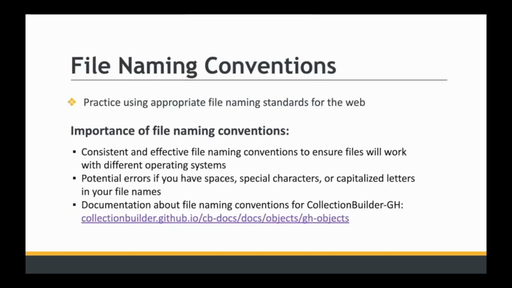CollectionBuilder also provides the opportunity to practice using appropriate file naming standards for the web. Adopting consistent and effective file naming conventions can help ensure that files will work with different operating systems, such as Mac, Windows, or Linux. For example, you may run into errors on certain operating systems if you have spaces, special characters, or capitalized letters in your file names. You can click on the link on this slide to our documentation page about file naming conventions for the GH template to learn more.